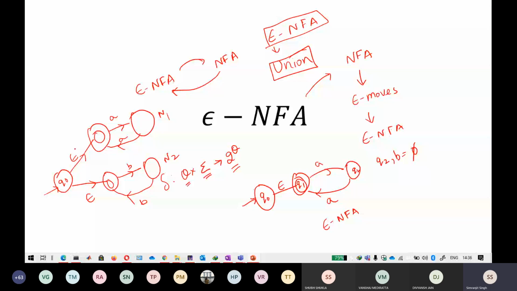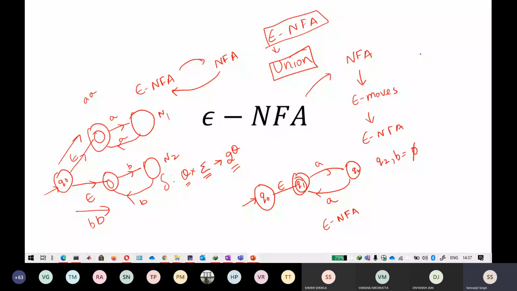So it just means that you can introduce any epsilon move here, from Q0. If you want to accept AA, you have to follow this path. From Q0, if you want to accept BB, you have to follow this path. Keep that in mind, if you remember the definition and the part we have done about NFA.